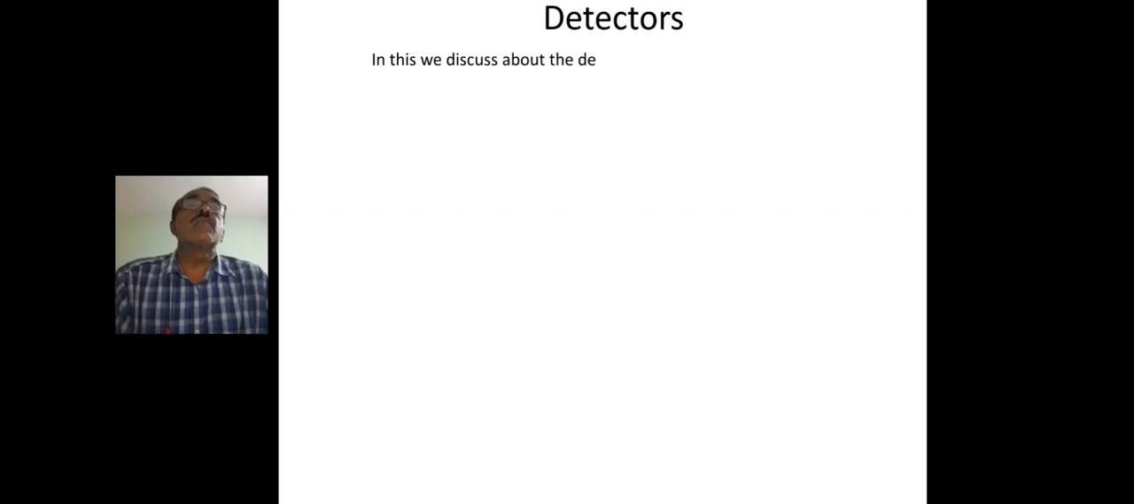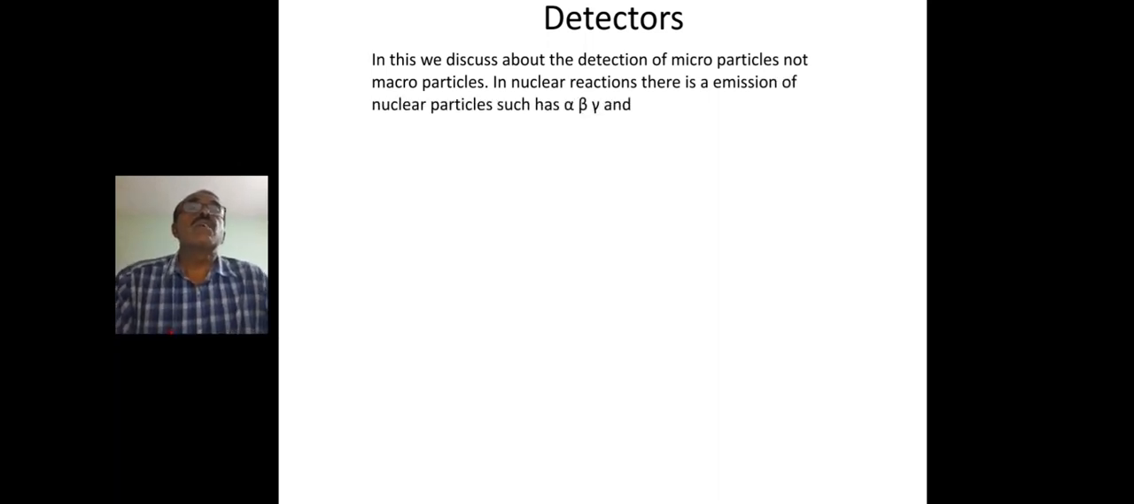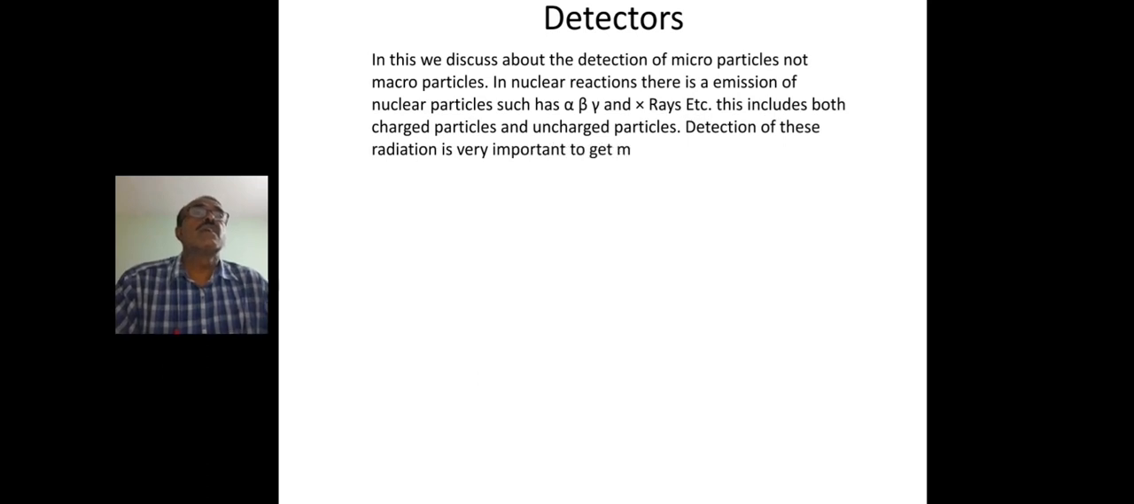Now we pass on to the topic detectors. We discuss the detection of microparticles, not macroparticles. In nuclear reactions there is an emission of nuclear particles such as alpha, beta, gamma and x-rays, etc. This includes both charged and uncharged particles. Detection of this radiation is very important to get more information about the nucleus.